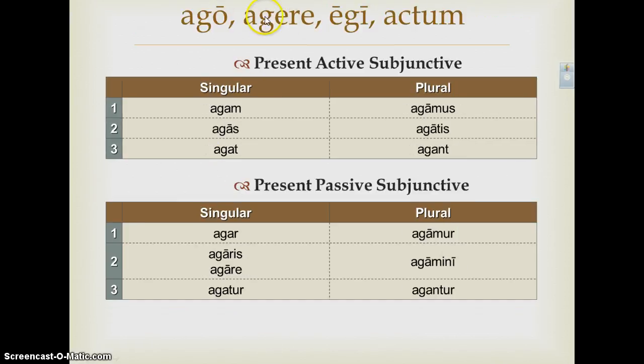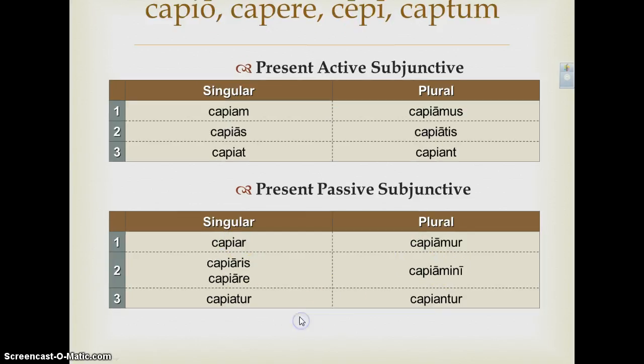Third conjugation, right? Era without a macron. The subjunctive vowel is an A, so we know we're in the present subjunctive because we have the A ending on the active and the passive. So agam, agas, agat, agamus, agatis, agant. And in the passive, agar, agaris, agatur, agamur, agamini, agantur.